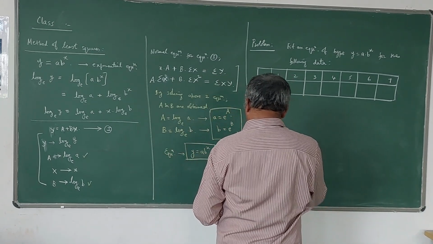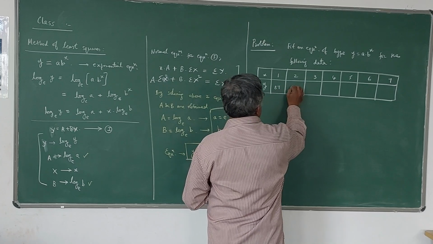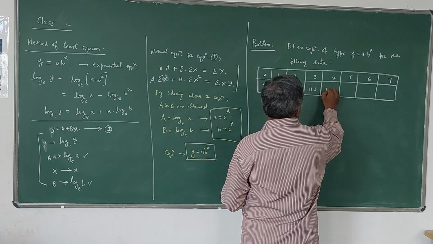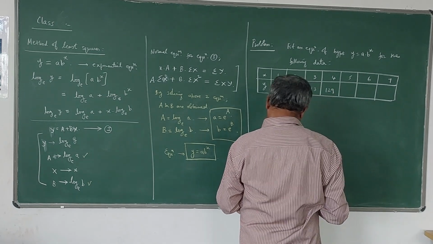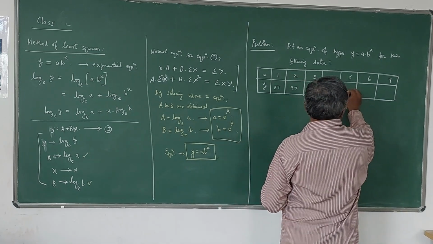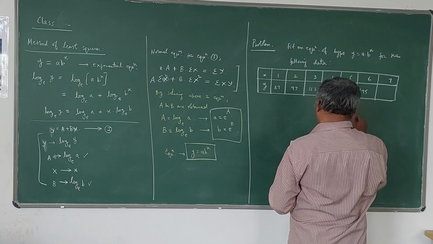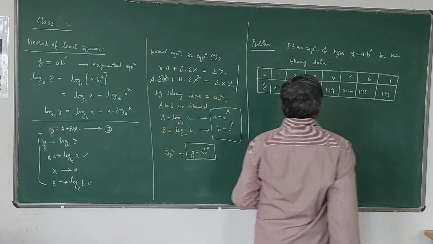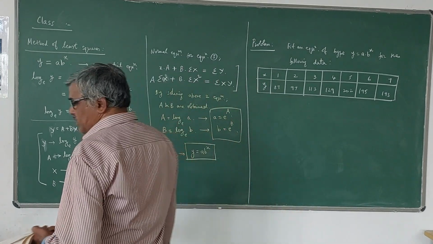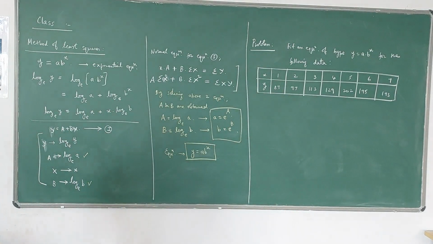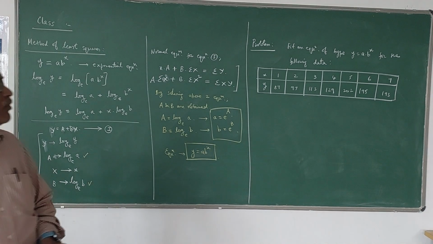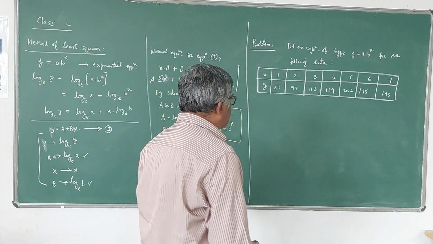Y values are 87, 97, 113, 129, 202, 195, 193. So this is the set of data given. So we have to develop an equation of the form y is equal to a into b power x.